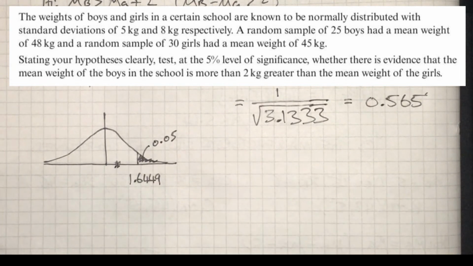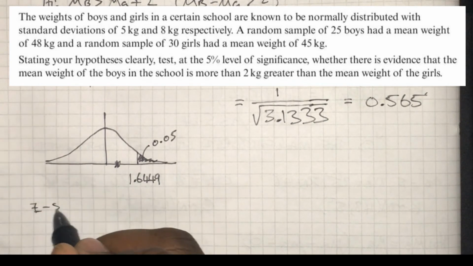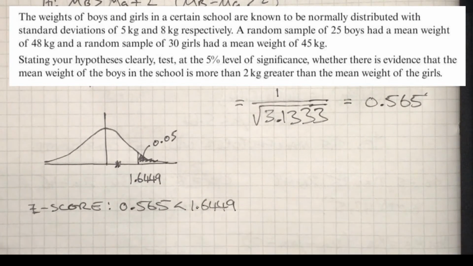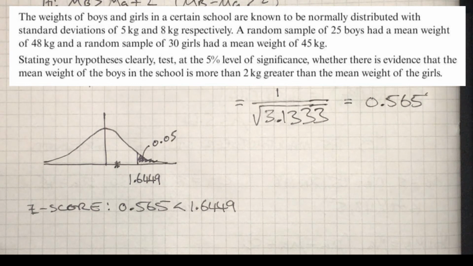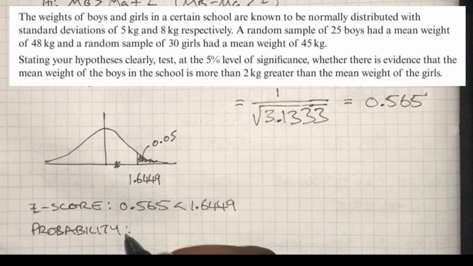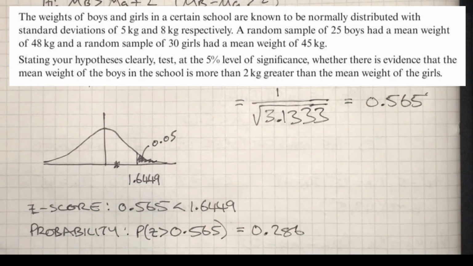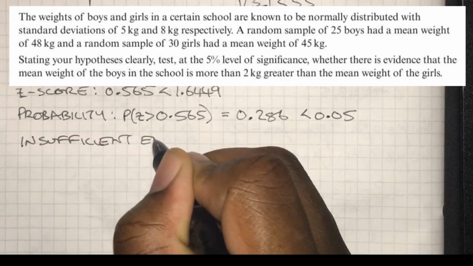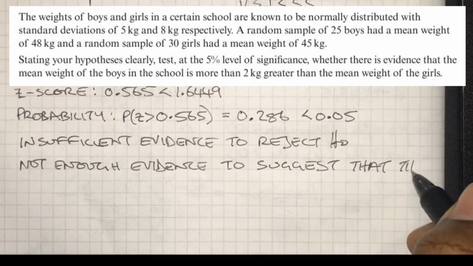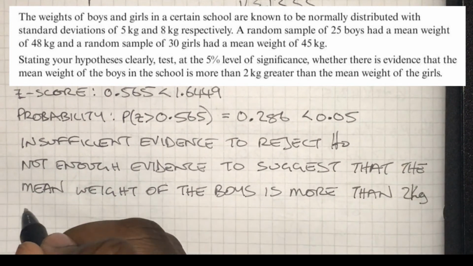Okay, so here, this test statistic is no longer in the critical region. It's outside of the rejection region. It is not a significant result. We do not have enough evidence to reject H0. So comparing the Z-scores, or if you want to go ahead and work out a probability, we'll draw the same conclusion. And finally, just to write up those conclusions, we have insufficient evidence to reject H0. There is not enough evidence to suggest that the mean weight of the boys is more than 2 kilograms greater than the mean weight of the girls.